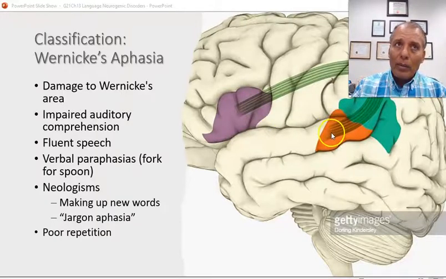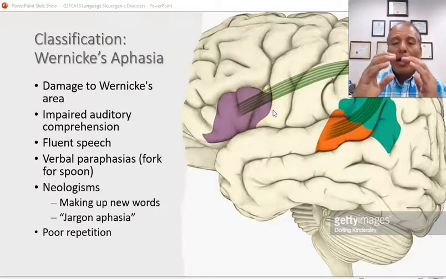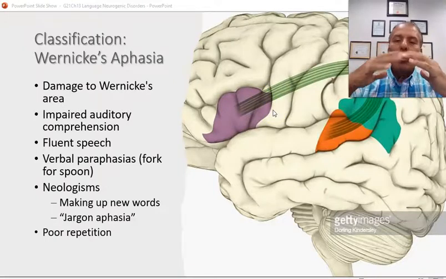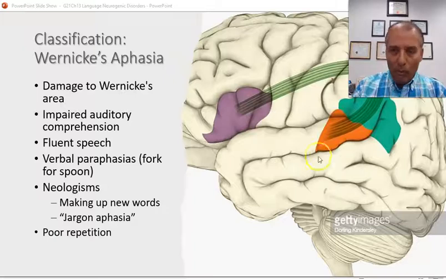The dorsal pathway that connects Wernicke's area with Broca's area is called the arcuate fasciculus. Arc means arch. Arcuate means the arched pathway. Fasciculus means pathway. So that pathway is important. We are going to speak about it when we speak about a different kind of aphasia.